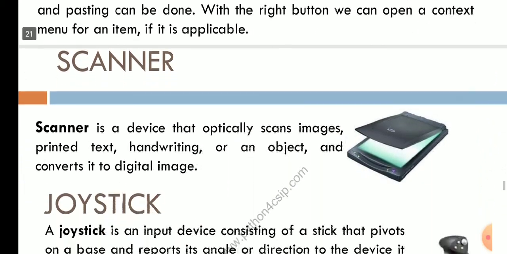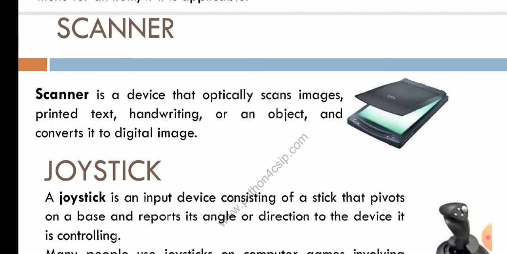Next device is scanner. Scanner is a device, actually we'll call it an optical device, which will be scanning something. Scanning in the sense of taking a soft copy of a particular hard copy.